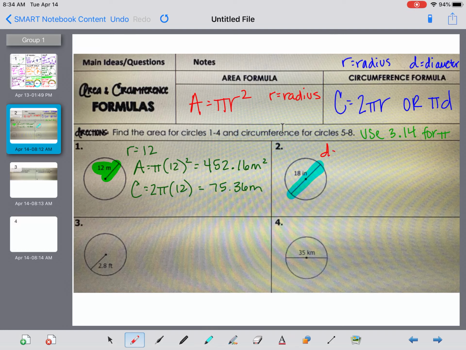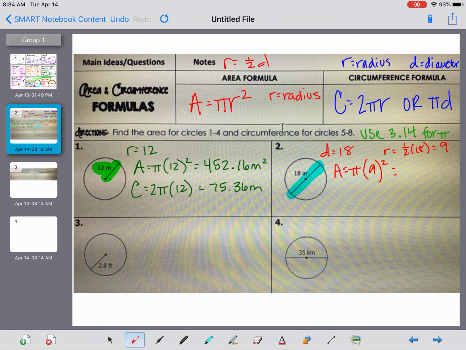All right, so now let's go and do number 2. Number 2 gives us the diameter this time. It gives us that the diameter is 18. Well, we don't need diameter for the area. We need radius. So remember, the radius is equal to half the diameter. So let's take that diameter and let's find the radius. So if our diameter is 18, our radius is half of 18, so that's 9. All right? And sometimes you'll have to do that.